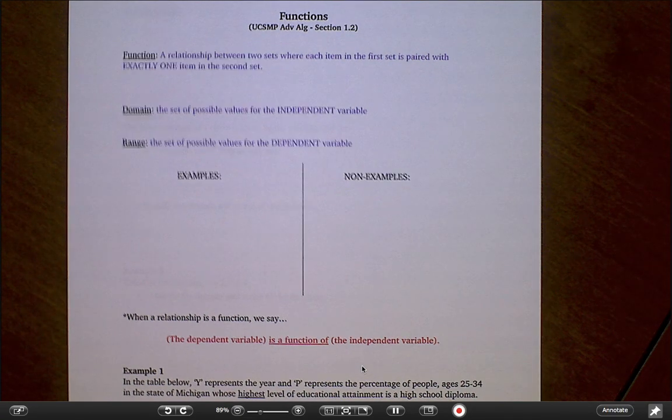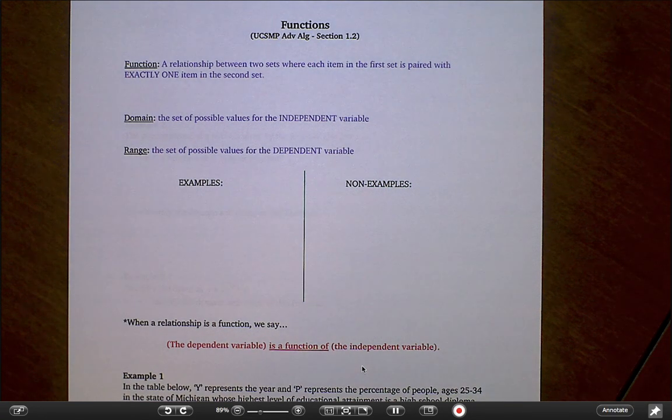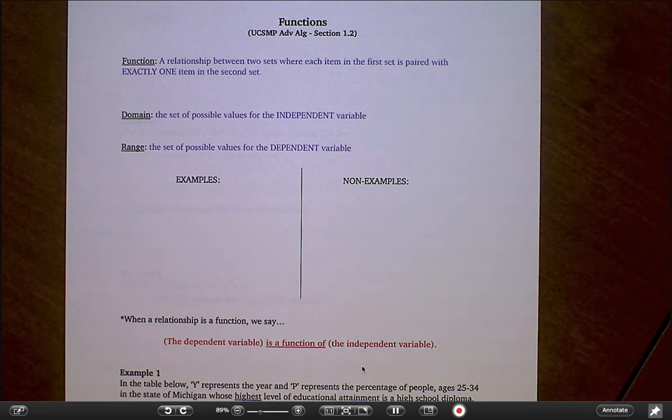Hi everyone. This is section 1-2 in Algebra 1A, and today we're looking at the concept of functions. Now, functions are kind of a big deal in the world of algebra, and I'm not sure if you've seen them before or not, so we'll start with this definition. A function is a relationship between two sets where each item in the first set is paired with exactly one item in the second set.